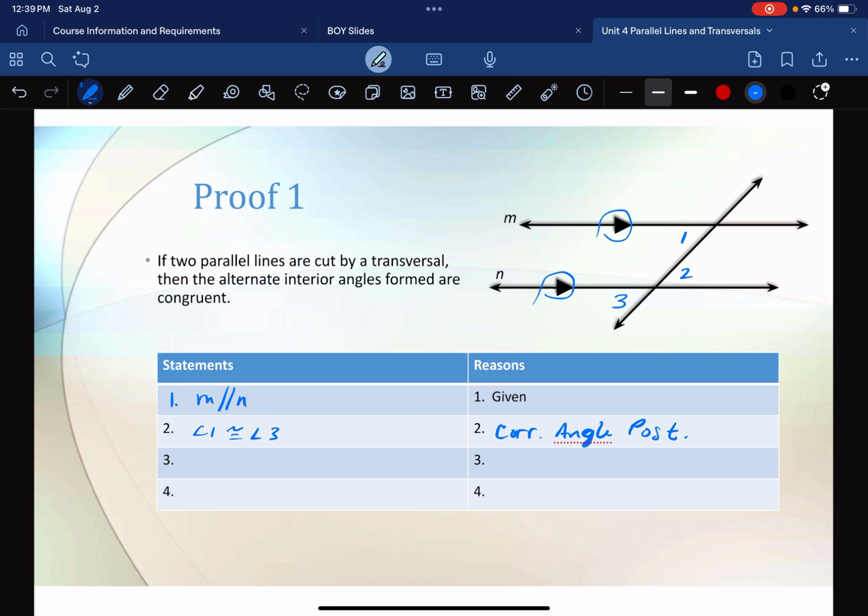Well, what's true about 2 and 3? Well, 2 and 3 are congruent because they are vertical angles. And we know that vertical angles are congruent. Well, if 1 and 3 are congruent, and 2 and 3 are congruent, what's true about angle 1 and angle 2? They're congruent, and that's the transitive property. Okay?